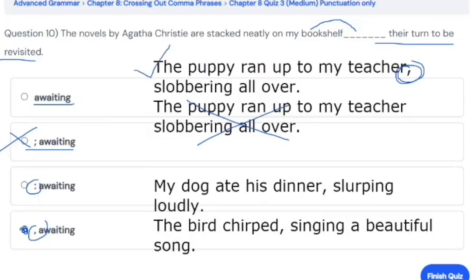Okay, so anyway, that was a really long way to say in general they like comma ing. So just when in doubt.